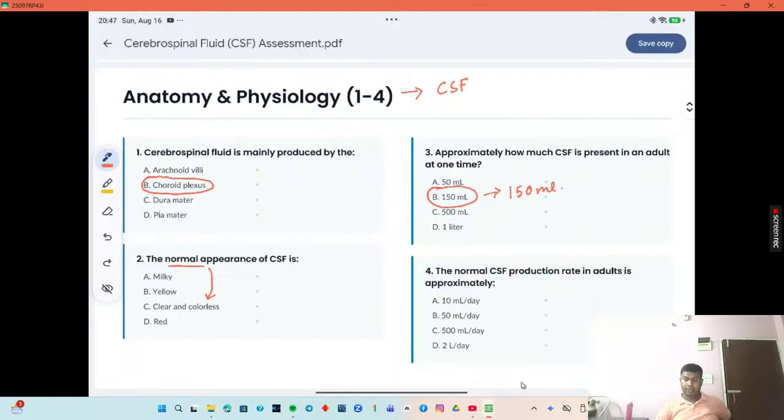The next question is, the normal CSF production rate in an adult is approximately. What is the normal cerebrospinal fluid production rate in an adult? Means how much ml of CSF is produced in an adult per day. The right answer of this question will be 500 ml per day. Is it clear to you?